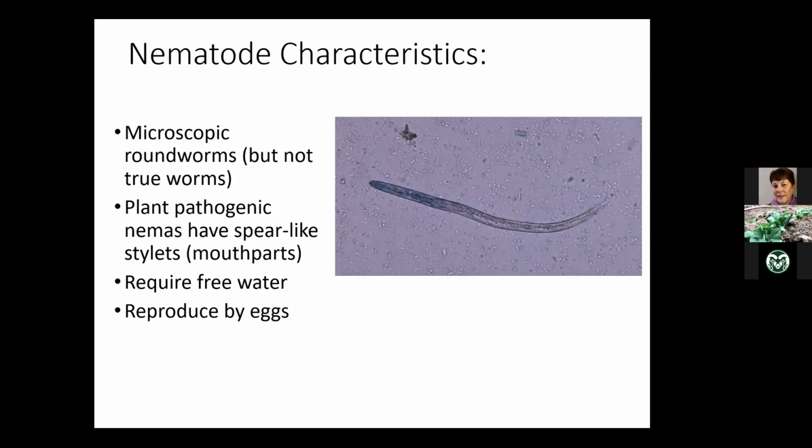Plant pathogenic nematodes have a structure in their mouth that's called a stylet. It is basically how they feed on plants. They eject that stylet to pierce the plant itself, and so they can feed on the cell contents. They do need a little bit of free water because they move through the soil in water.